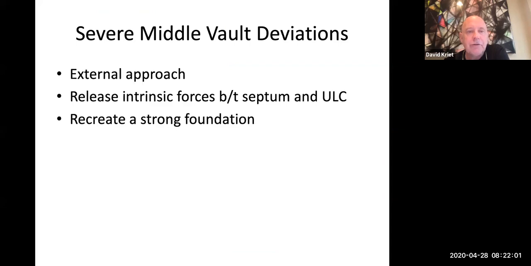Now, for severe middle vault deviations, as I was alluding to just a minute ago, that's where I'm going to use the external approach. We release those intrinsic forces between the septum and the upper lateral cartilage. And then I'll use cartilage grafting to really resupport the foundation of the nose.